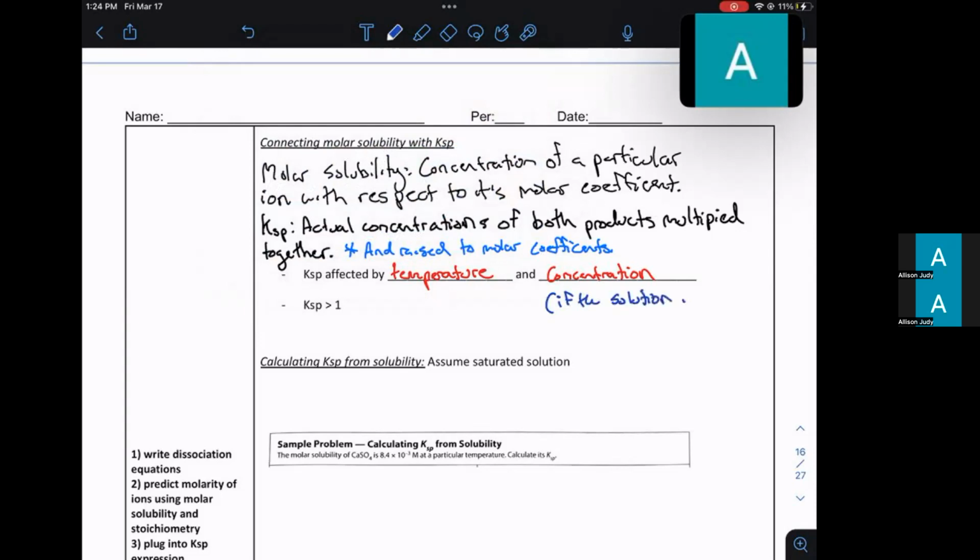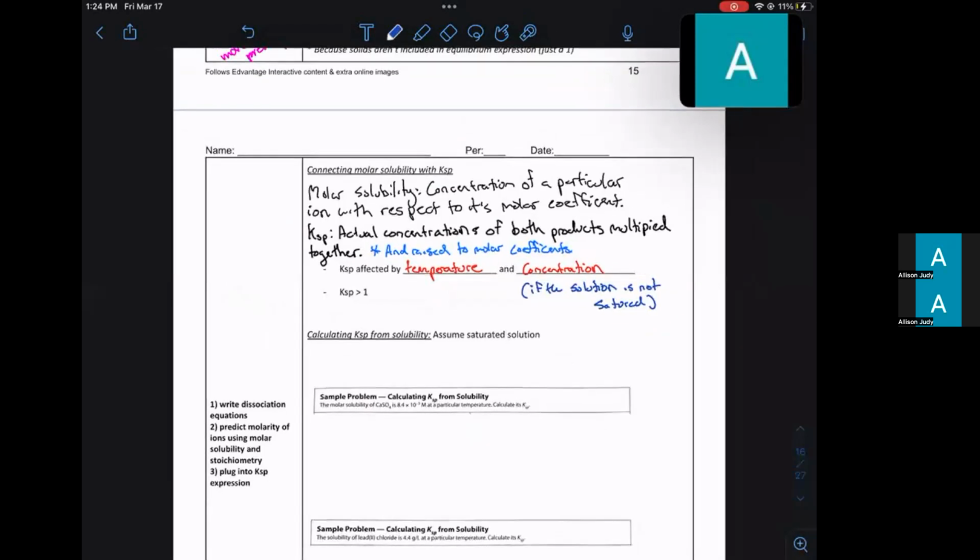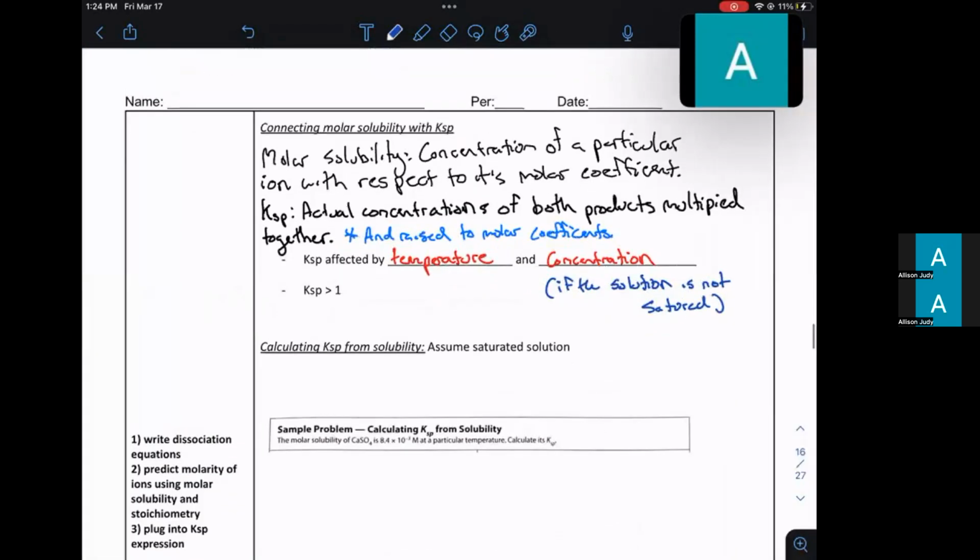So it's just something to know. AP likes to talk about the factors that affect certain things, and Ksp is a little bit strange because sometimes you can say that the concentration affects Ksp.